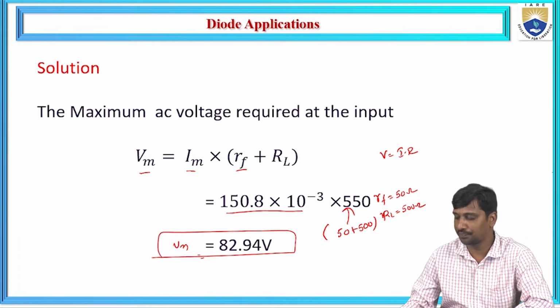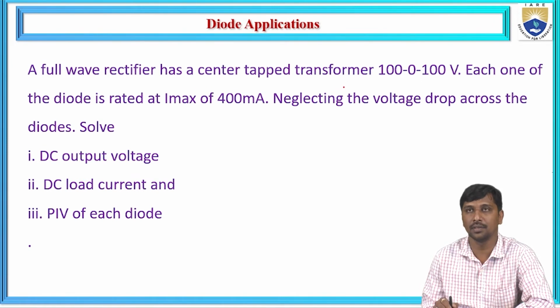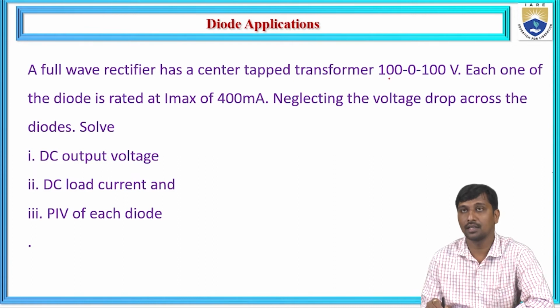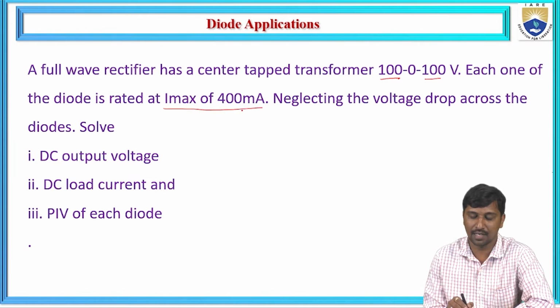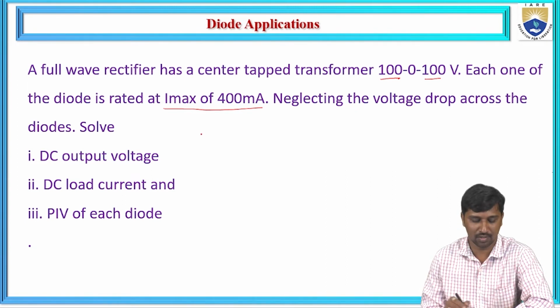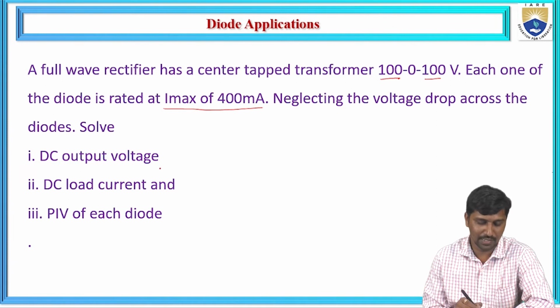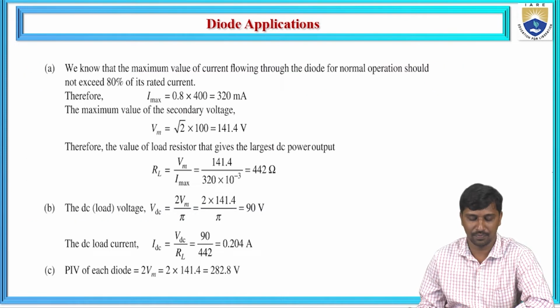Now another question: a full-wave rectifier has a center-tapped transformer. It contains two secondary windings, so the first secondary winding is 100 volts and the second secondary winding is 100 volts. Each one of the diodes is rated at a maximum current of 400 milliamperes. Neglecting the voltage drop across the diodes, solve for the DC output voltage, DC load current, and peak inverse voltage of each diode.